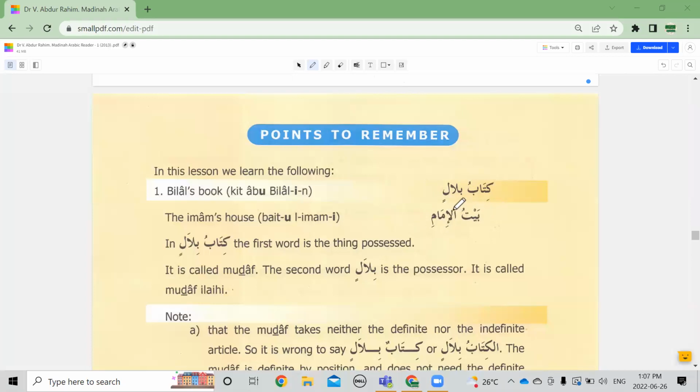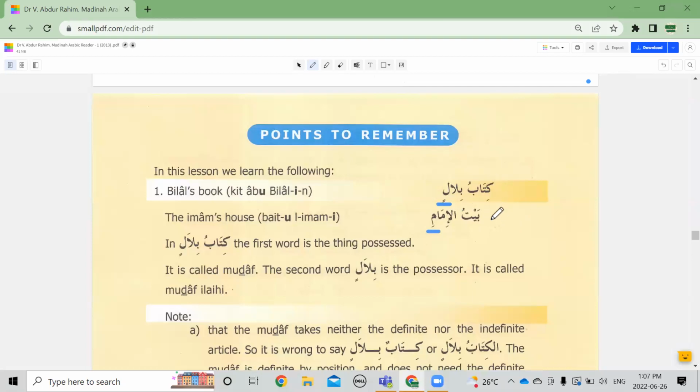So again, the mudaf does not have alif lam and it does not have tanween. The mudaf ilayh can be definite. It can have alif lam. That's fine. The rule for mudaf ilayh is that it needs to be majroor. So this is also majroor, this is also majroor. It doesn't matter if it is with tanween or with alif lam. Okay, but mudaf can have neither. So this is our Murakkab Idhaafi.